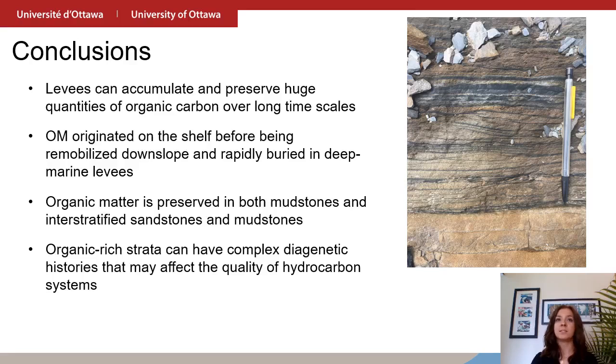A distinct diagenetic mineral assemblage is present in organic-rich strata that reflects the interplay of organic and inorganic diagenesis, which is controlled by increasing burial depth and temperature. Studying the occurrence of organic-rich levee strata and their diagenetic history will improve our understanding of deep marine petroleum systems and aid in the assessment of source rock and reservoir quality in fine-grained lithologies.